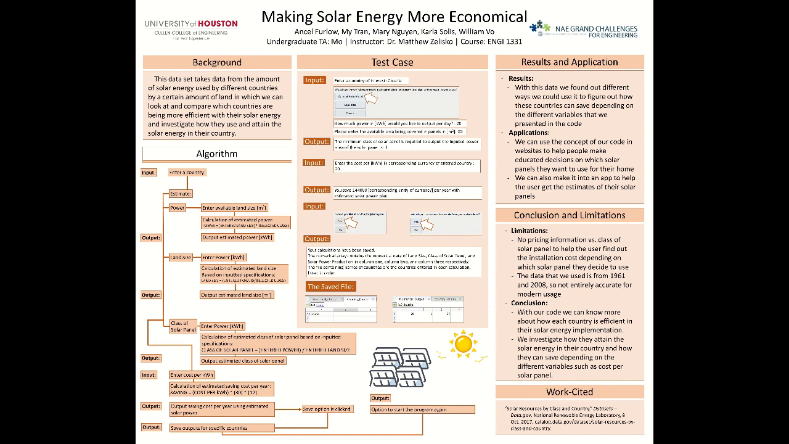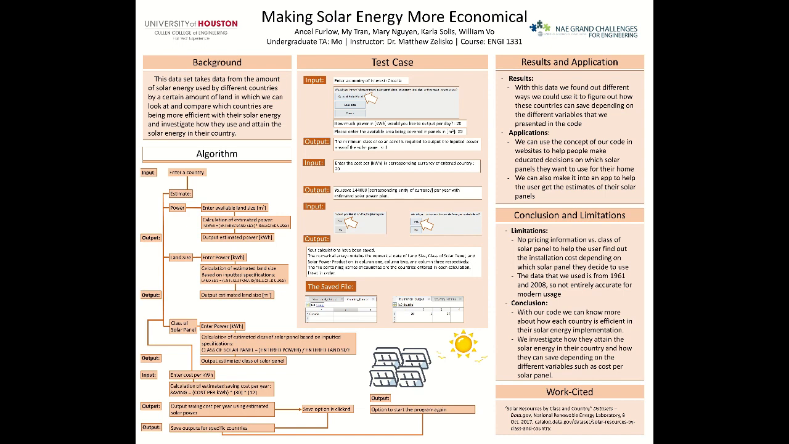Hi, this is Tran. I'm going to present the algorithm for our group. Since the code is designed to find out the solar energy information about a country, we need to enter a name of a country as our first input. Any type of input will be validated, and so is our first input.